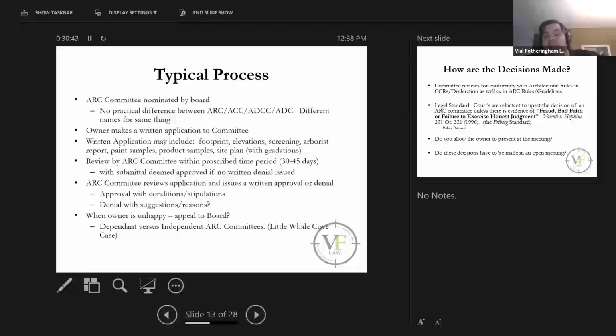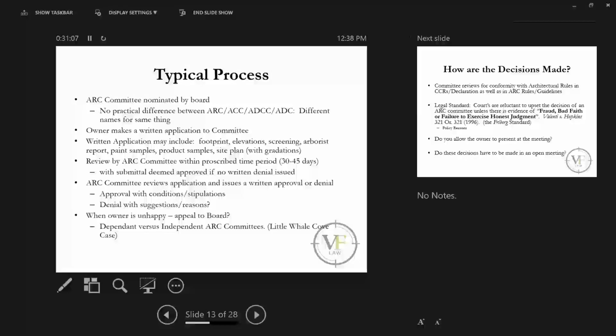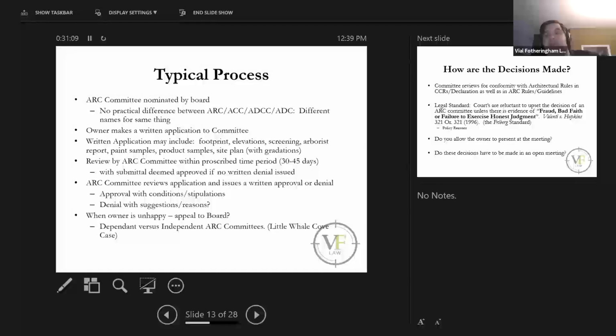Now, I admit that this can be difficult, particularly if your board is also the ARC. There's not really much of an appeal right. You can rehear it, but it's not likely to change. But I am a fan of appellate rights to the board. And when I do amendments that deal with architectural review and they don't have this language in their documents, I encourage my associations to amend that and add the appellate right.